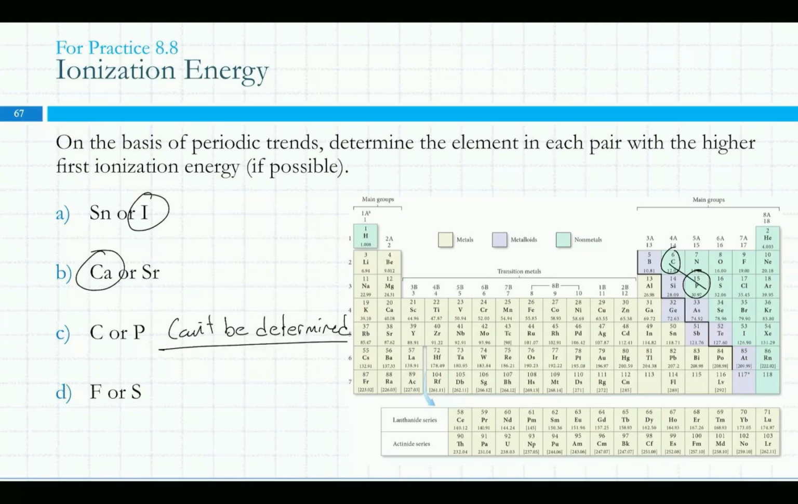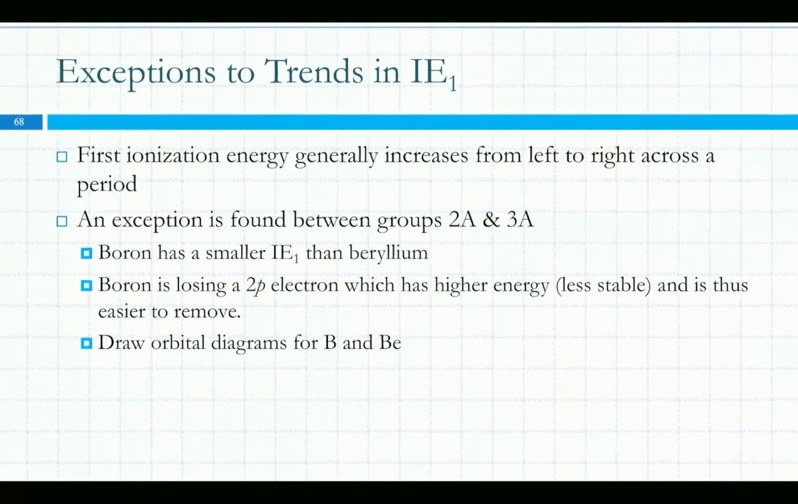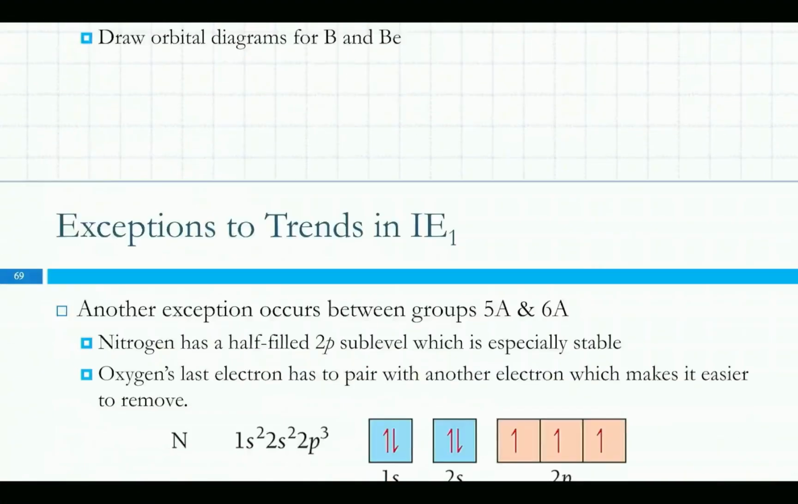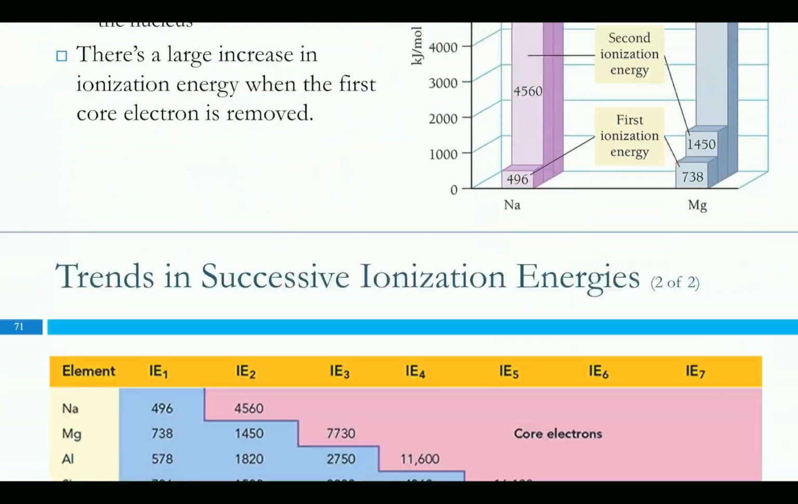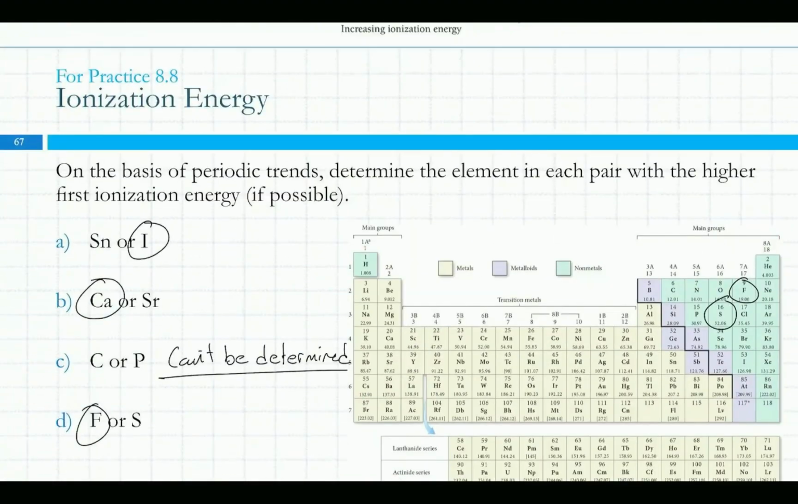And then how about fluorine and sulfur? Yeah, definitely fluorine. This is a situation where the trends match. Moving to the right increases ionization energy, and moving up increases ionization energy. So fluorine's definitely higher energy. Okay, so we'll come back to these.